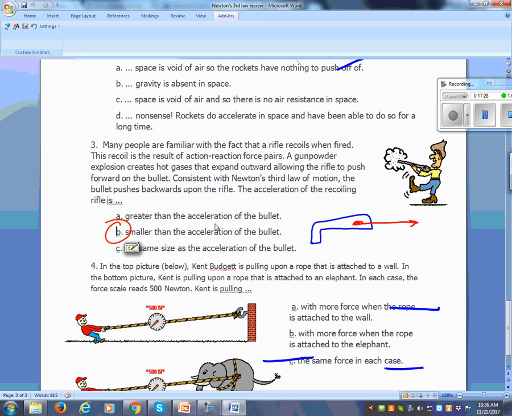Nod and say, now I get it. Get it? Yeah? So which ones are always equal? Forces. The accelerations are quite often different because the masses are also different.